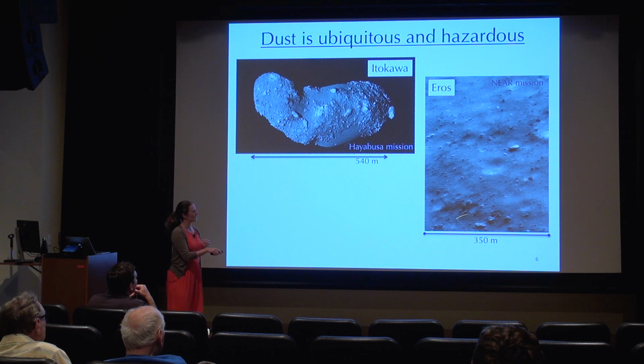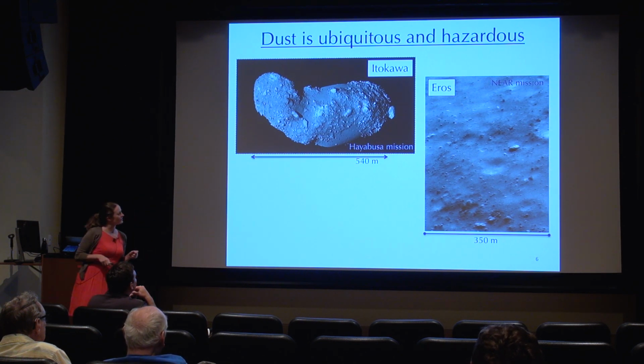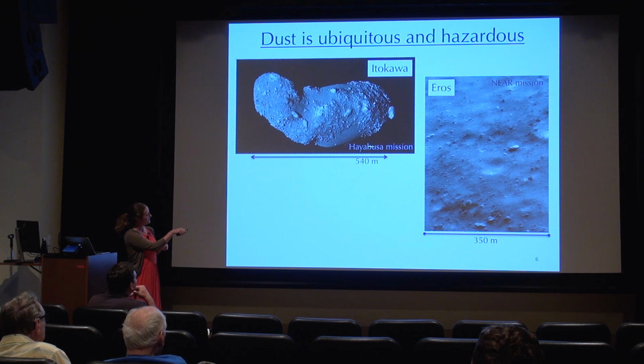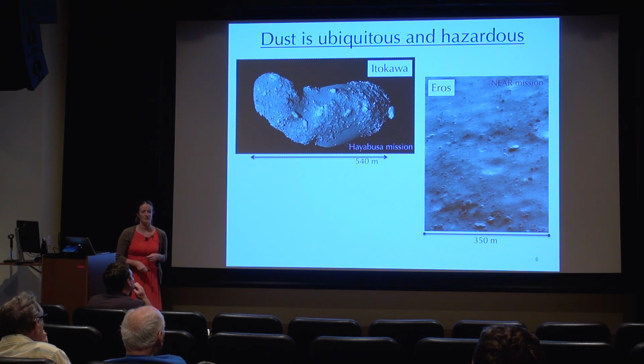So you can see you have these sort of boulders and then these really smooth pond areas. And just for scale, right? So this whole asteroid, the resolution isn't great for some reason. This whole asteroid is only 540 meters across, whereas Eros is a much, much bigger asteroid, and you can see even just this region is 350 meters.